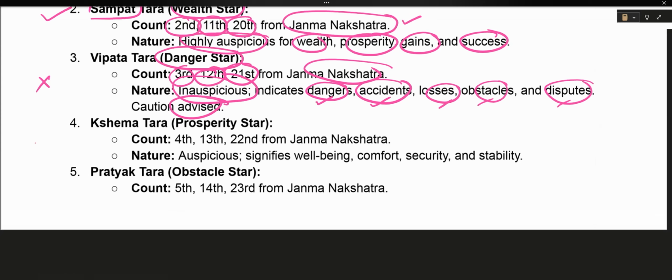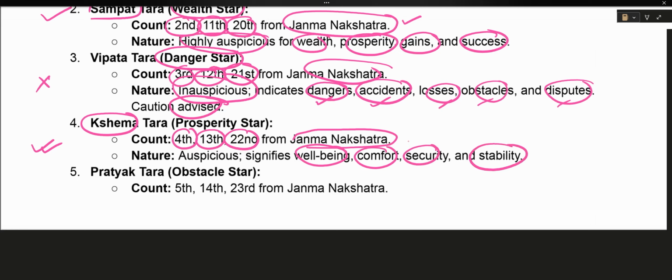Next we have the fourth type. This is the Kshema Tara. This is a good type of nakshatra. This is a prosperity star, so it will give you prosperity. So what are the numbers? From the Janma Nakshatra you have to count the 4th one, the 13th one and the 22nd one. That will give you prosperity. So what is the meaning of prosperity? It is an auspicious star and it signifies well-being, comfort, security and stability. So these are the good points about this Kshema or prosperity star.